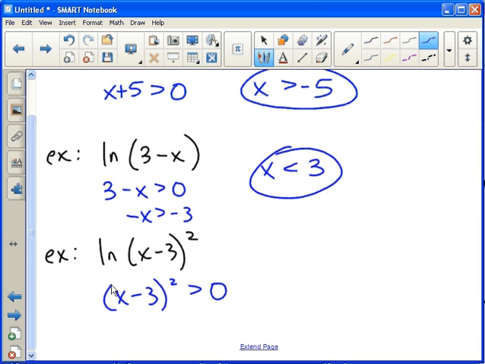So in this one you just have to keep your eyes wide open and remember, okay, if I square things, they always become positive except 0. 0 squared is just 0. And so I can't be 0, so that means x can't equal 3. But anything else I plug in for x is going to result in a positive number, so anything else will be fine. So in this case, we would have all real numbers except for x equals 3.